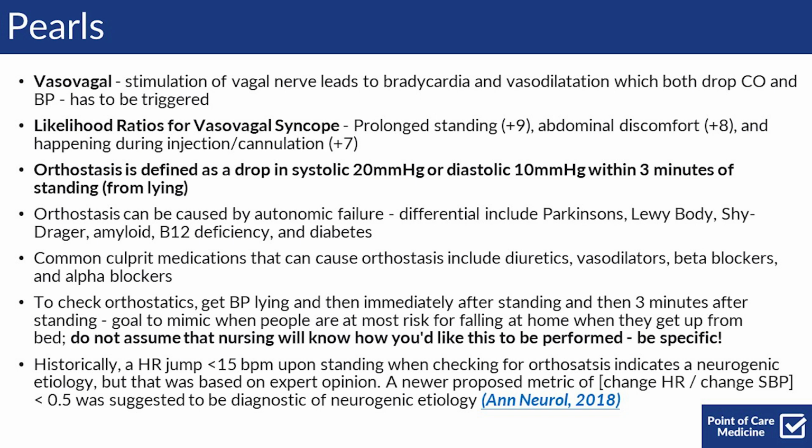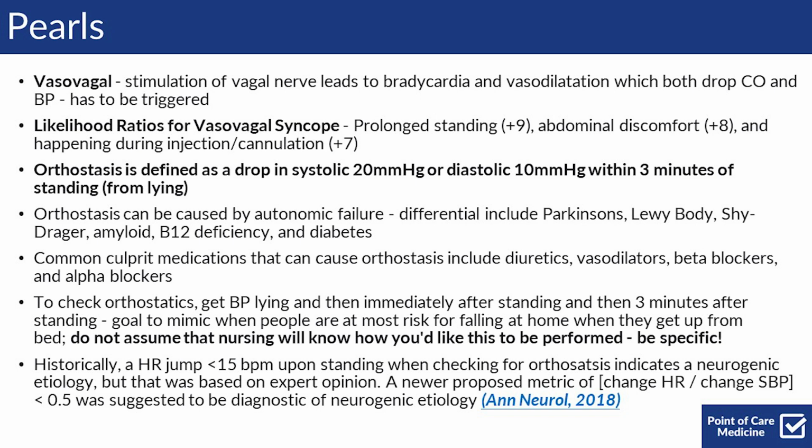So for vasovagal syncope, it's stimulation of the vagal nerve that leads to bradycardia and vasodilation, which obviously drop your cardiac output and blood pressure. This is something that has to be triggered. And there's a few things in your HPI that have very high likelihood ratios for being vasovagal syncope. These include prolonged standing, which has a 9 likelihood ratio, abdominal discomfort, which has an 8 likelihood ratio, and whether or not it happens during getting injections or cannulation, which has a 7 likelihood ratio. So if any of those things are happening, or you find out any of those things in the HPI, you should be thinking about whether or not this might have been vasovagal.